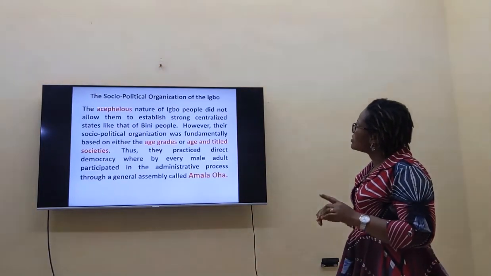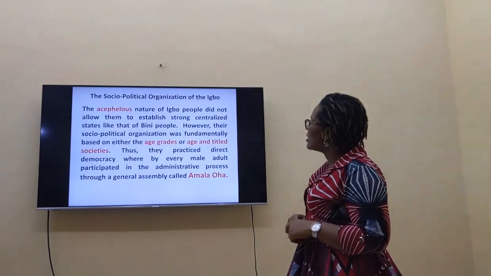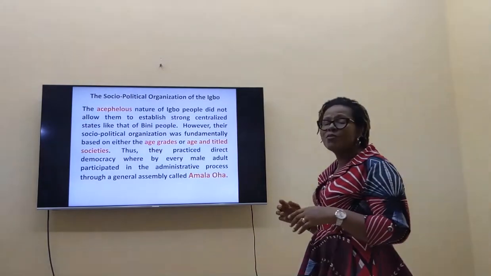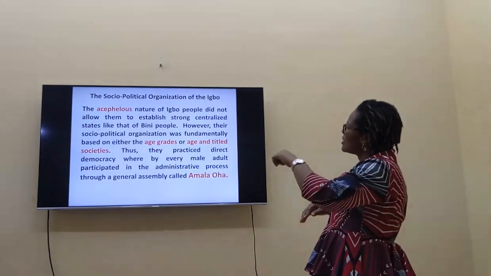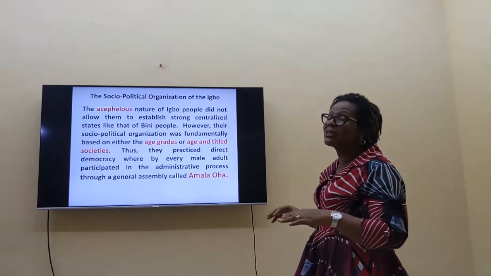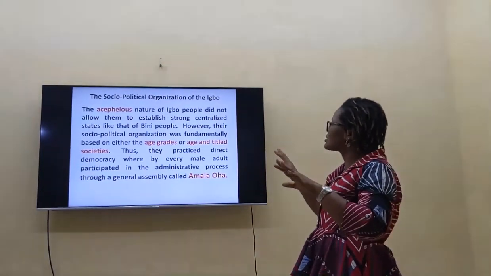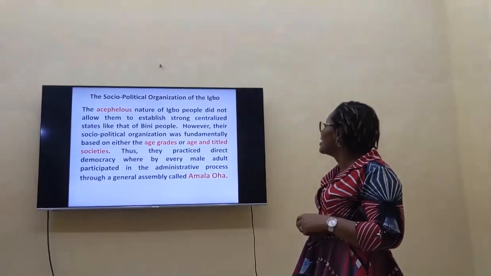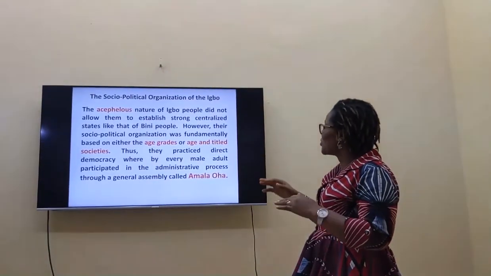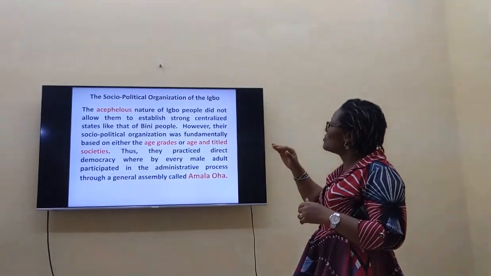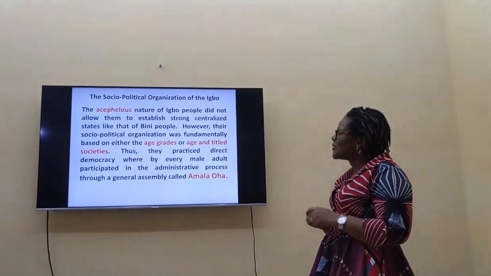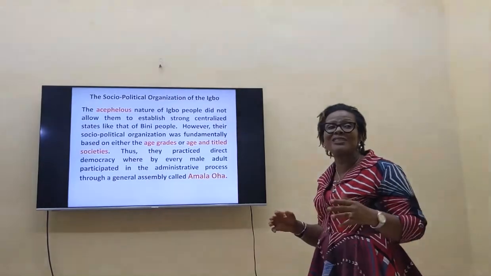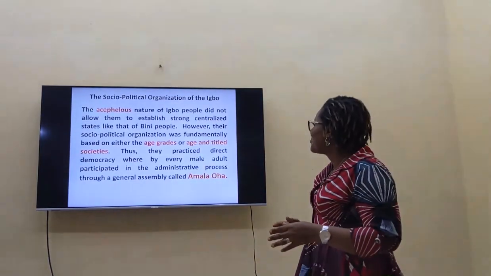Now, when we look at the sociopolitical organization of the Igbo, like I said, the Igbo people are settlers in nature. This settler nature of the Igbo people did not allow them to establish a strong centralized state like that of the Benin. However, their sociopolitical organization was fundamentally based on age grades and title societies. Thus, they practiced direct democracy.